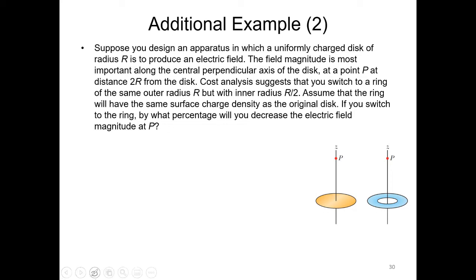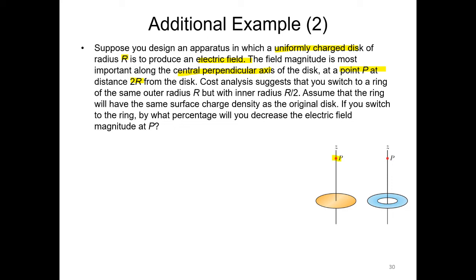So for this one, suppose you design an apparatus, apparatus是仪器的意思, in which a uniform charge disk of radius r produces an electric field. The field magnitude is most important along the central perpendicular axis of the disk. At point P, at the distance 2r from the disk, which means this one is 2r.